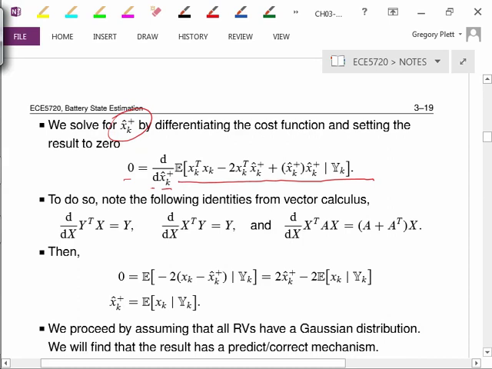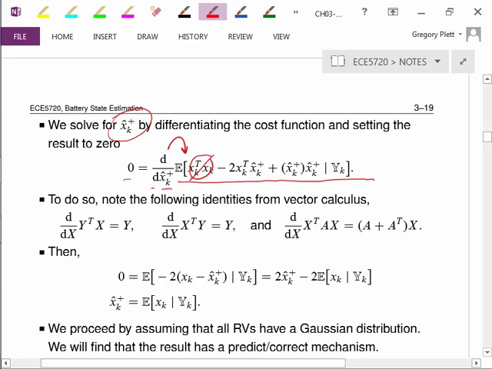The expected value operator is a linear operator, which among other things means that I can pull the derivative inside, which is exactly what I do. So I take the derivative of x transpose x with respect to x hat, and I find that that derivative is 0 because there's no x hat in it at all. It's just a constant. The derivative of a constant is 0.